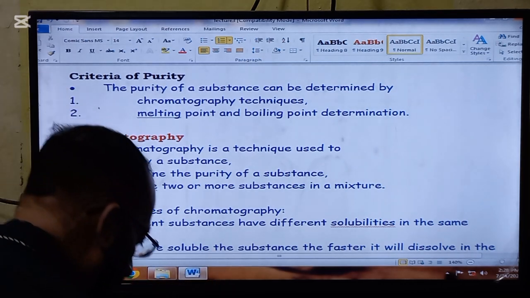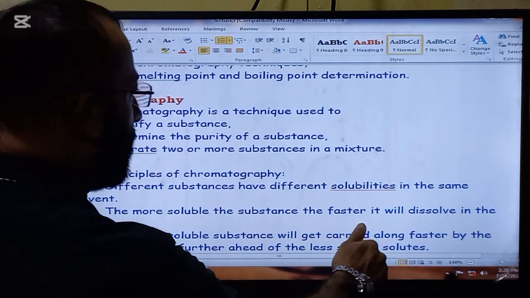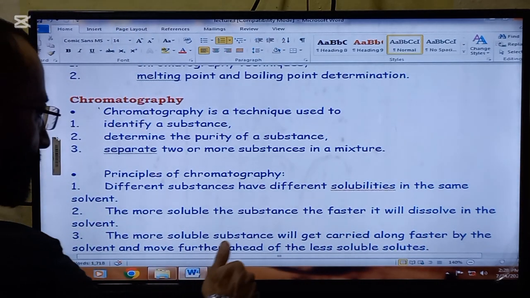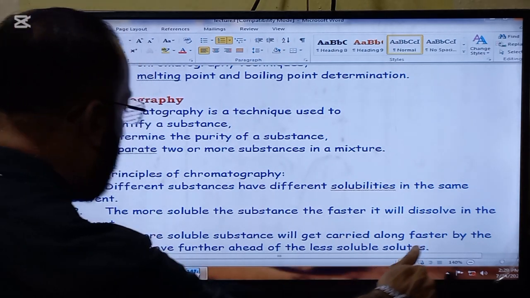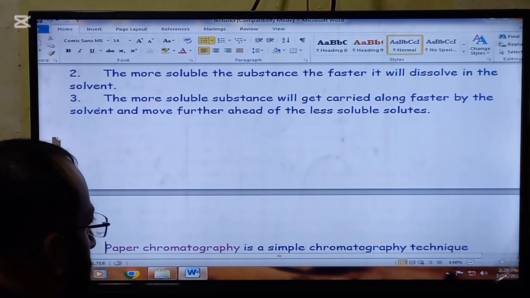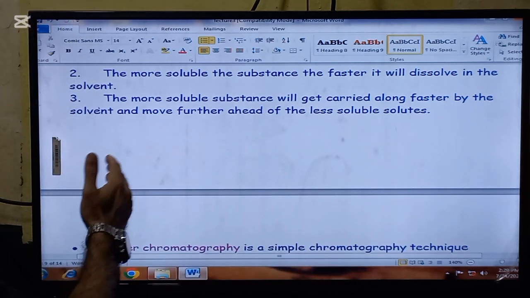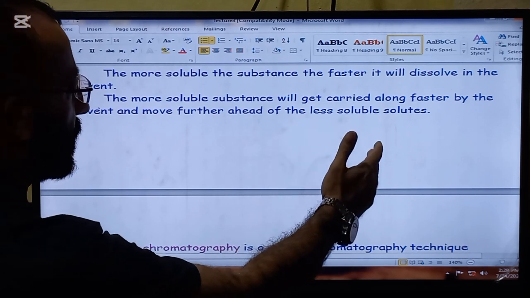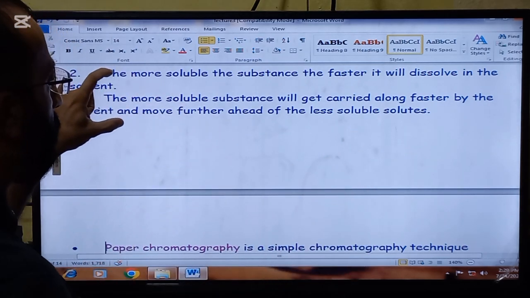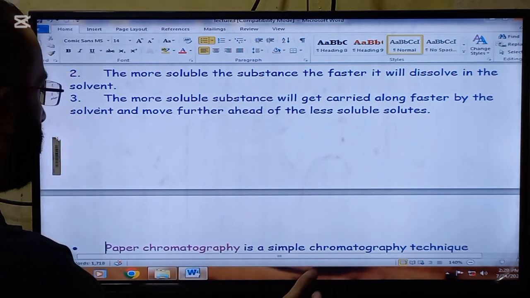Principles of the chromatography. Different substances have different solubilities in the same solvent. The more soluble the substance, the faster it will dissolve in the solvent. The more soluble substance will get carried along faster by the solvent and move further ahead of the less soluble solutes. Keep these points in your mind because they will be applied in the experiment later.